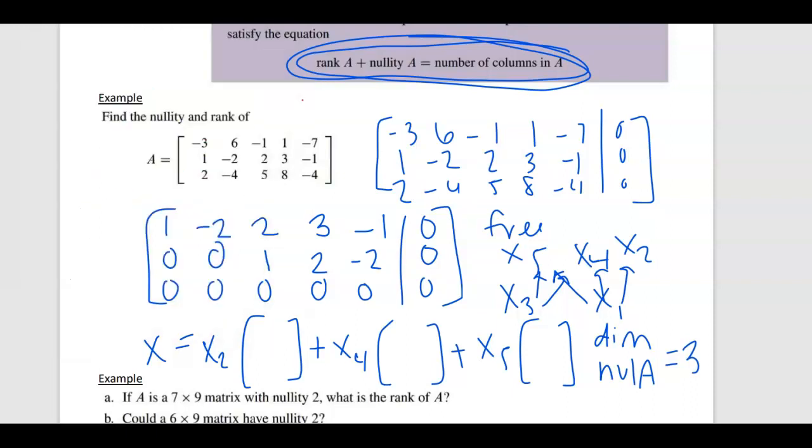Now, originally, I have how many columns? I have 5 columns. Therefore, my rank must be 2. And the way that I got that is because I know if I have 5 here and 3 here, rank had to be 2.